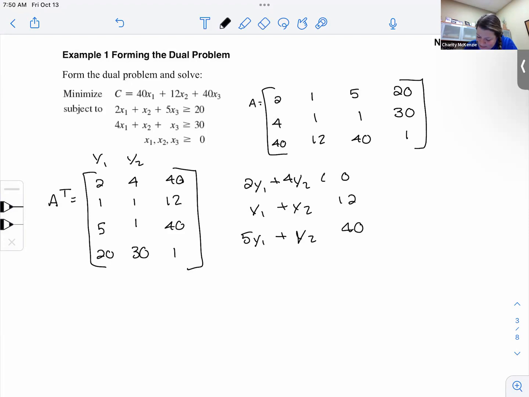So let's switch those to less than. We started with greater than, we want those to be less than. All right, and then 5, 1, 40. Now the last one, remember, is like your profit. So we could write it over here: 20y1 plus 30y2 equals profit now, instead of cost.